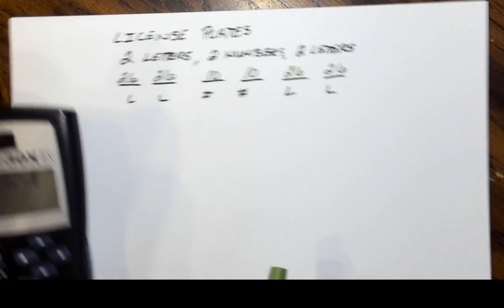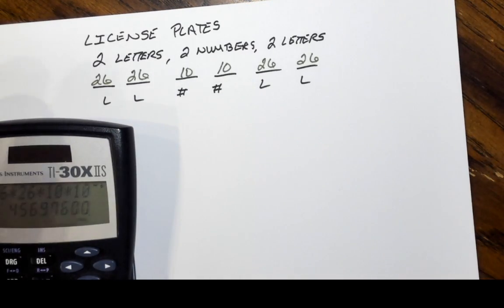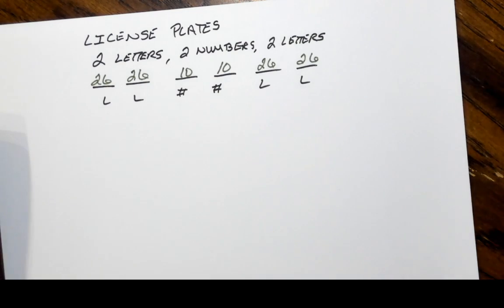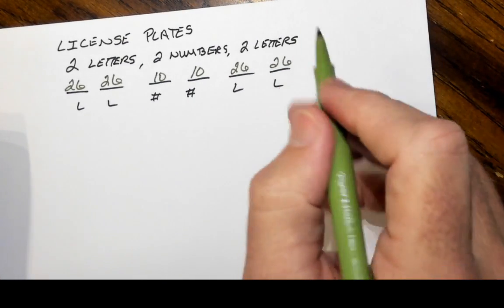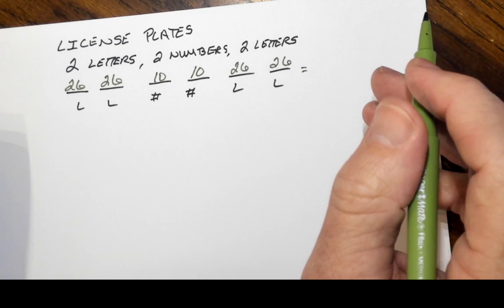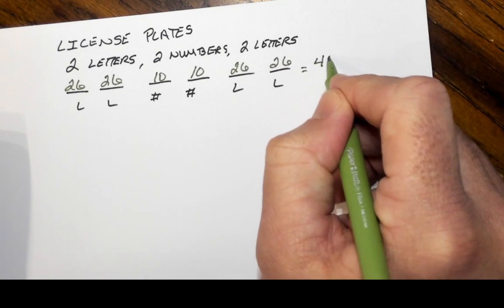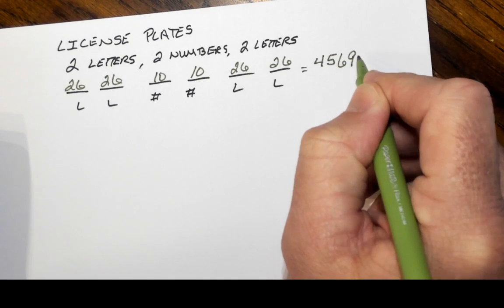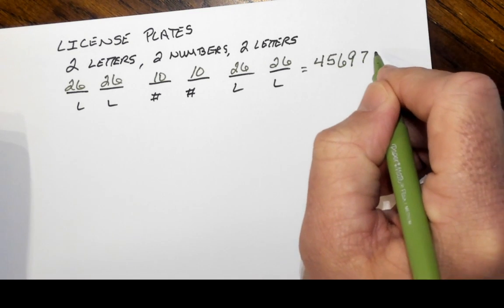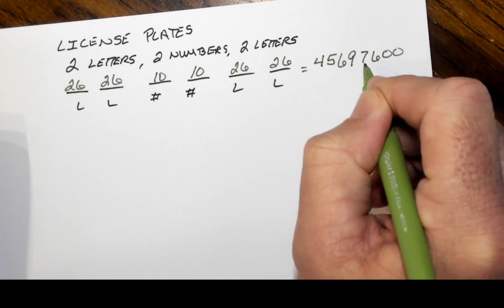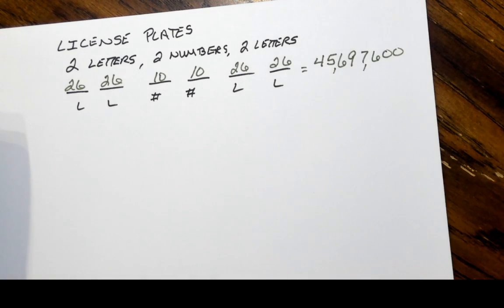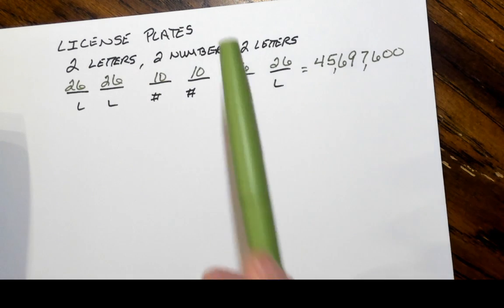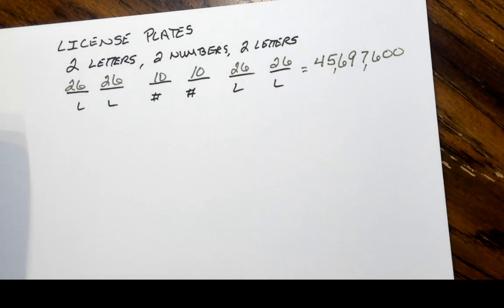Yep, use the calculator. My goodness. So, how many possibilities could we have here on these license plates? There you have it. All the possibilities. And that's just 2 letters, 2 numbers, 2 letters. All sorts of different possibilities that could happen with different things.